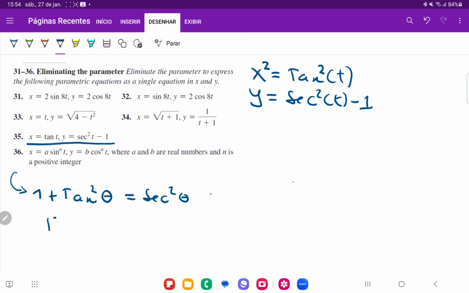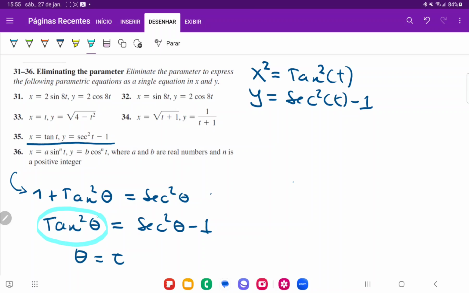On the left-hand side, I'm going to be left with tangent squared theta is equal to secant squared theta minus 1. Now, if we consider that theta is equal to t, what we have on the left-hand side, tan squared, perfectly matches up with our x squared, because x squared is equal to tan squared of t. And what we have on the right-hand side, secant squared minus 1, perfectly matches with our y, because y is secant squared of t minus 1.